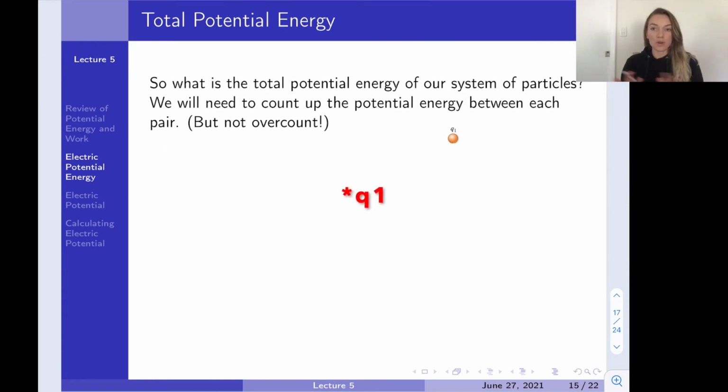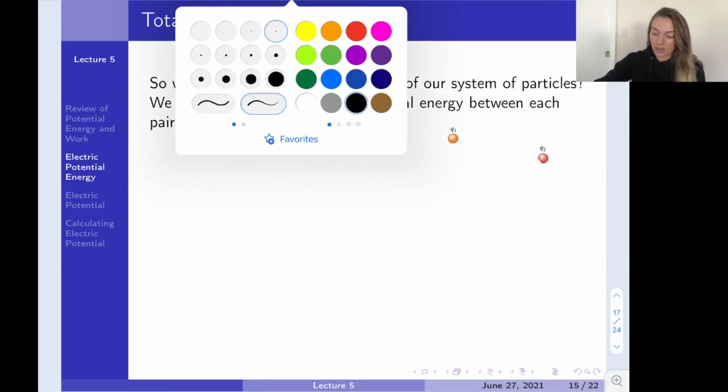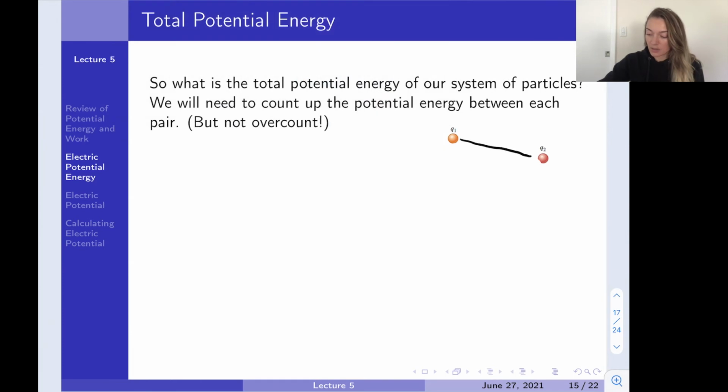So let's pretend we just have Q naught and nothing else. It will take me no work to bring in a single charge if there's no existing electric field in that region, because if you're moving a charge in a region with no electric field, you're not working against any force. So no potential energy. To bring in this first charge requires no work. But if I now want to bring in my second charge Q2, I would have to do work against the electric field of Q1. And then they're going to have some distance between them. So there's a potential energy associated here.